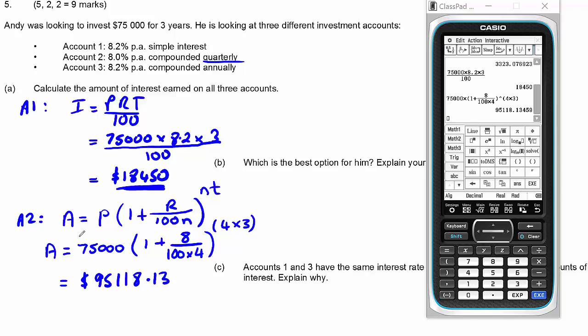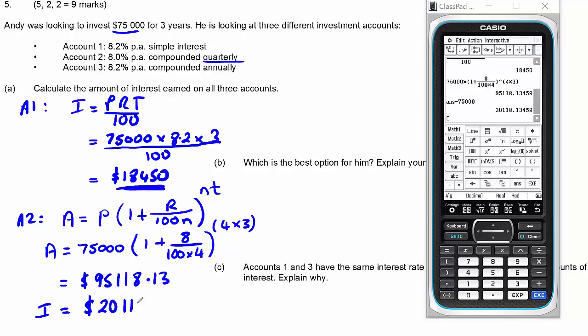When we use this compound interest formula, it's the total amount. So the interest is going to be this amount, take away the amount we first invested. So what I need to do with that is take away the 75,000, and then that gives me 20,118 and 13 cents.